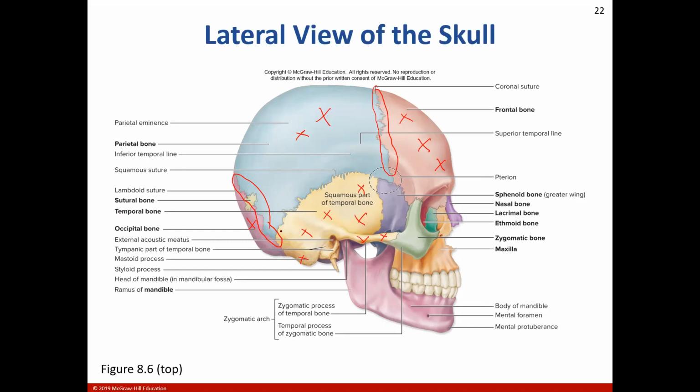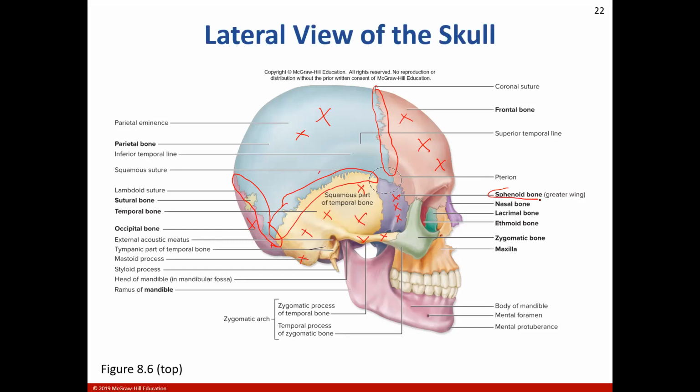And this is the last suture you need to know. You've learned the coronal suture. You learned the sagittal suture. You learned the lambdoid suture. Now we have the squamous suture, which separates the temporal bone from the parietal bone, from the occipital bone, and from this bone right here, which is the sphenoid bone, this purple sphenoid bone.